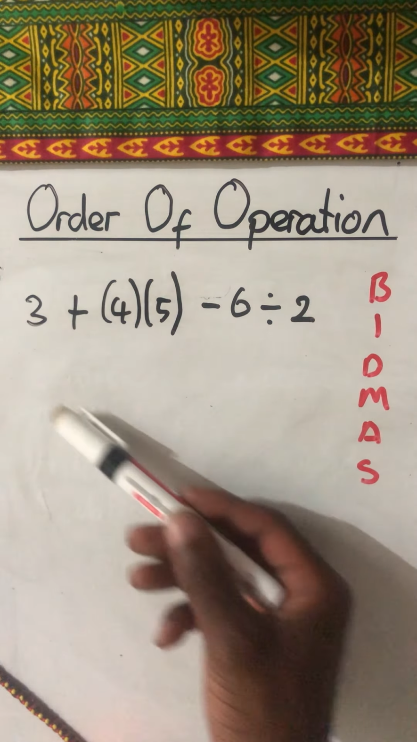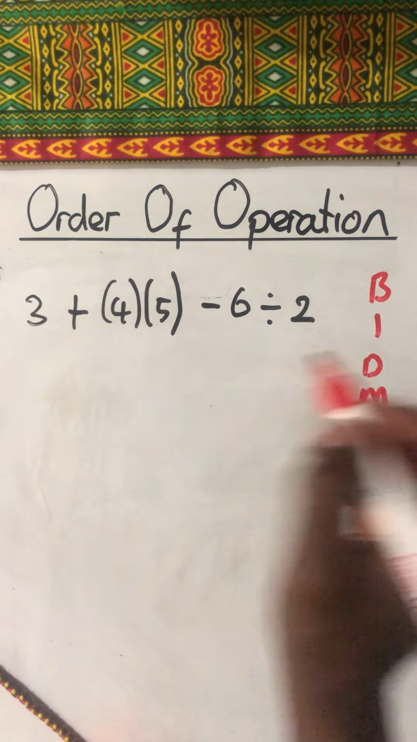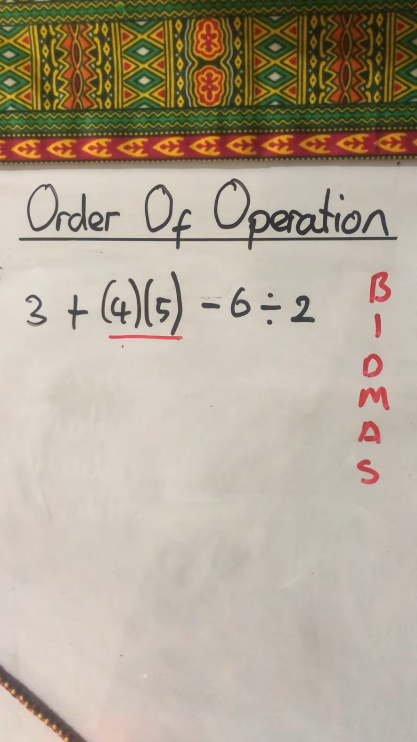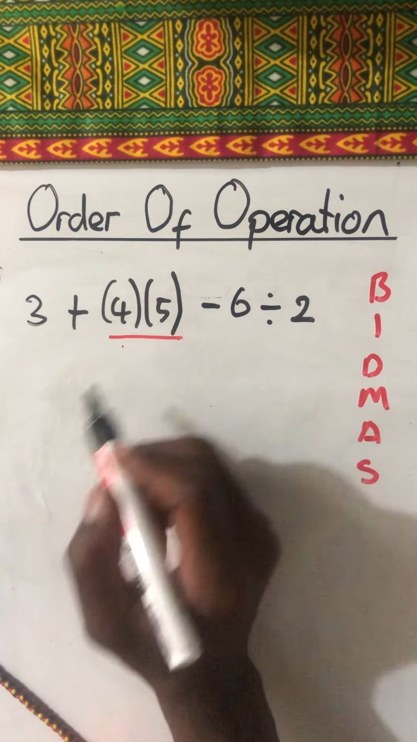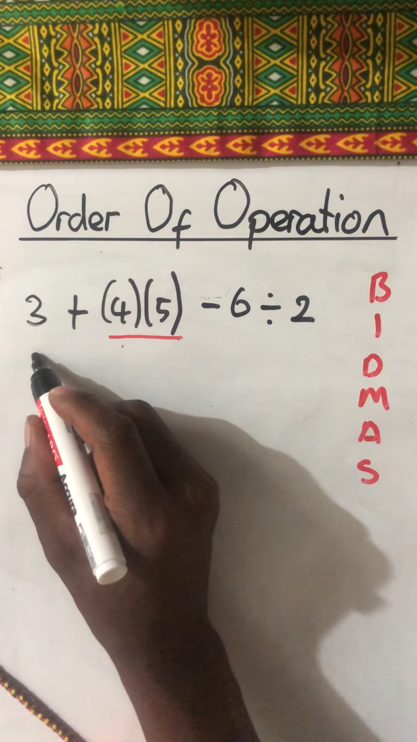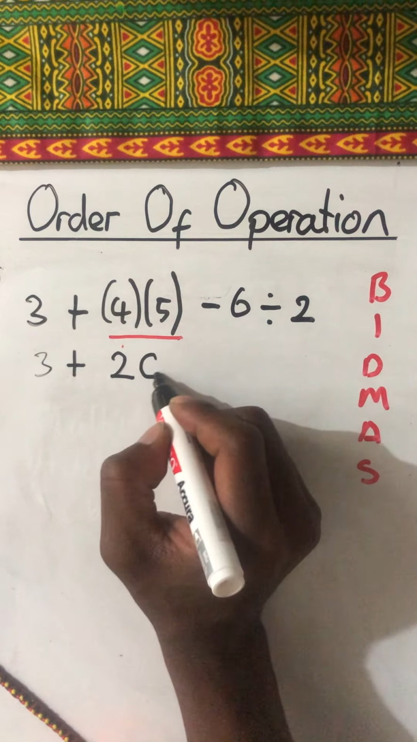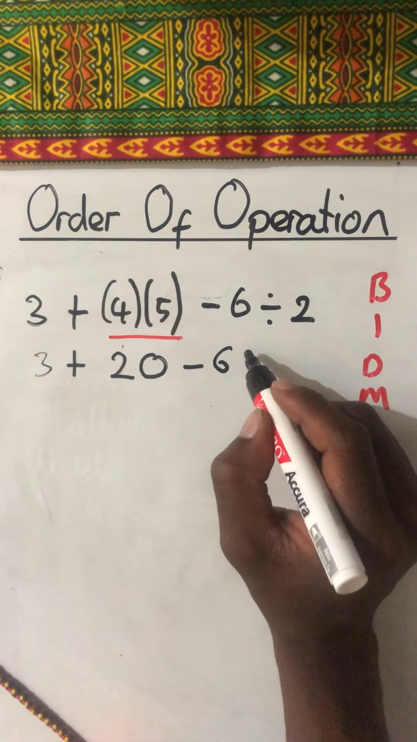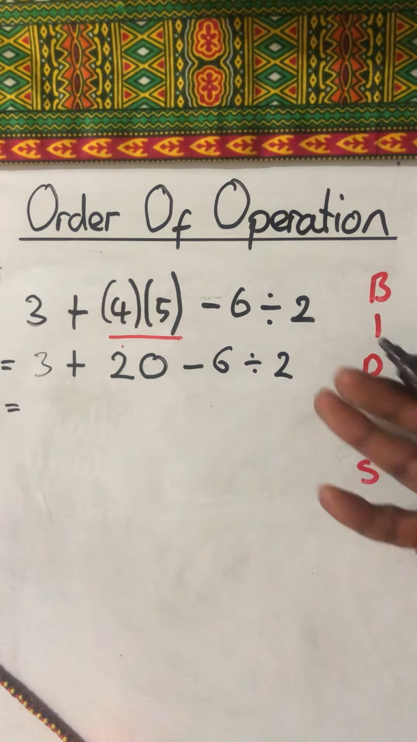So what would the first operation that we need to carry out be here? Brackets is at the top, so we would carry out the brackets first. To solve this, we would say 4 times 5 gives us 20. So we have 3 plus 20 minus 6 divided by 2. Then we move on to the next step.